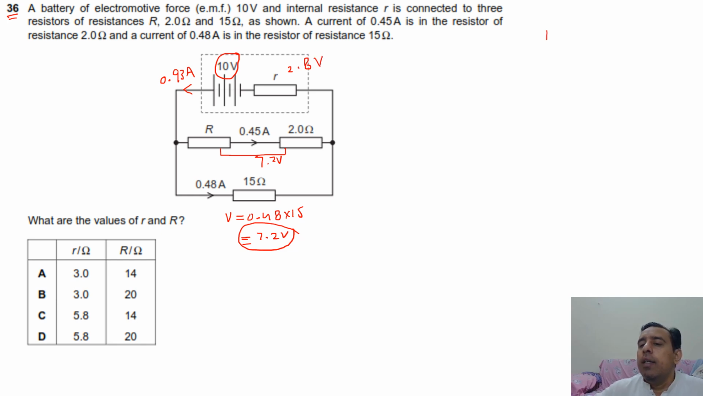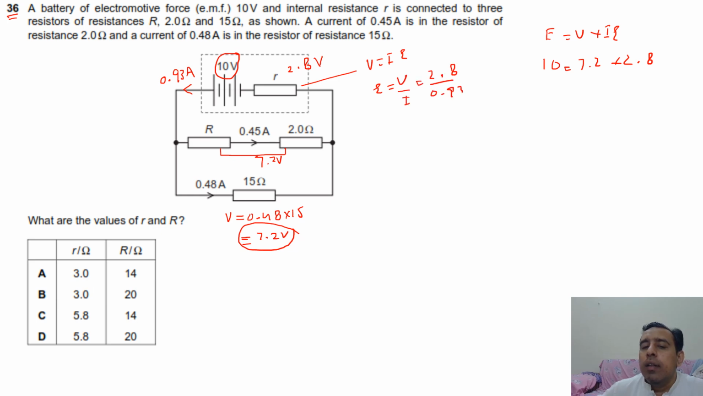because you know that E is equal to V plus IR. So V is 7.2, IR is 2.8, that's why the EMF is 10. So if the voltage of this internal resistor is known, you can get its value. V is equal to IR, then R is equal to V over I. The voltage is 2.8, the current is 0.93. So the small r is 14. So option A or C is correct.